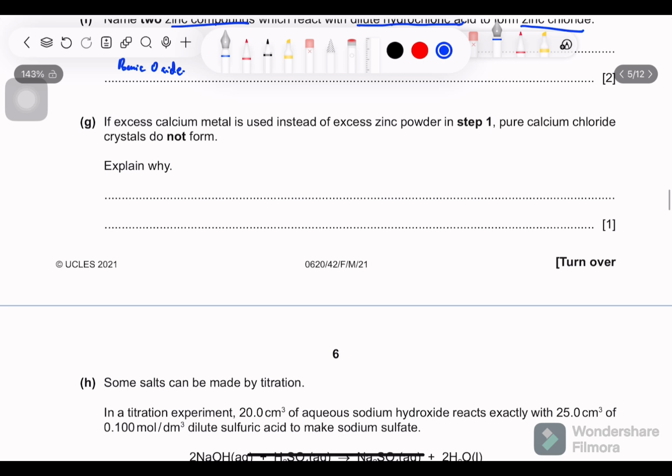Next, if excess calcium metal is used instead of excess zinc powder in step 1, pure calcium chloride crystals do not form. Explain why. Okay, so first zinc was being used and the solution was aqueous HCl in which water was also present. So zinc powder does not react with water, it only reacts with acid. Whereas calcium also reacts with the water. So this is why pure calcium chloride is not formed.